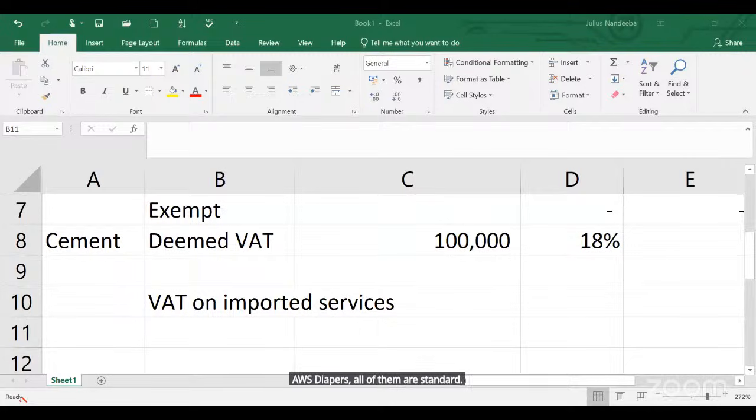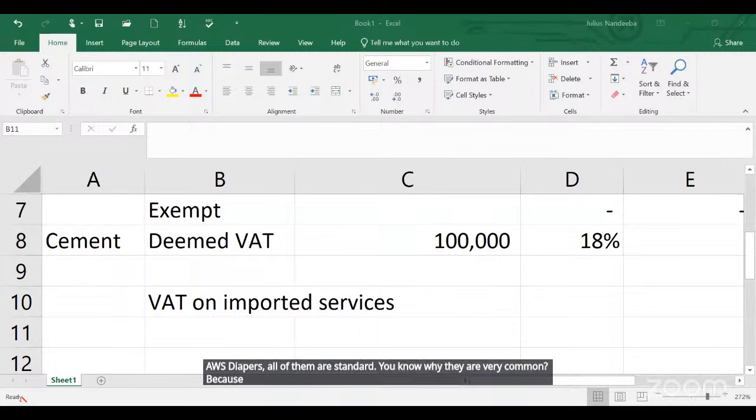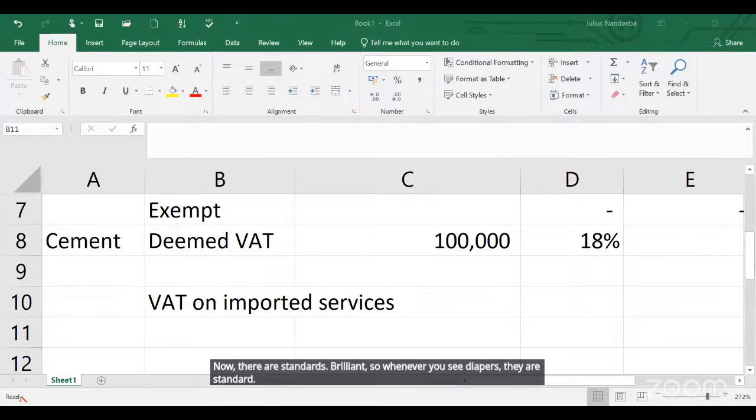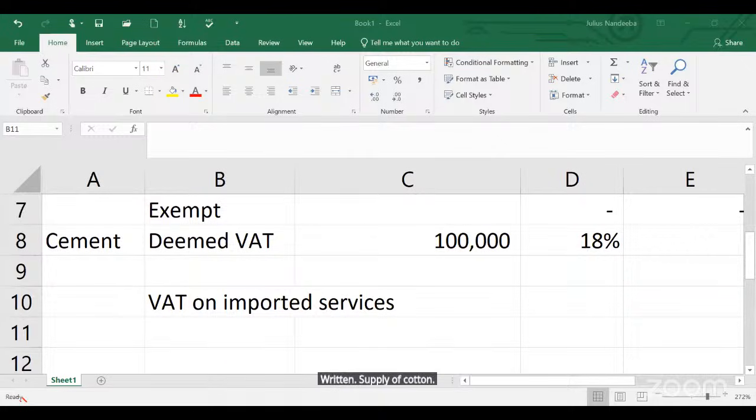You know why they are very common? Because they used to be exempt. Now they are standard rated. So whenever you see diapers, they are standard rated. Supply of cotton, seed cake, all production inputs into iron smelting belts. Some of them you don't have to cram. Sale of auction, I've already talked about it.